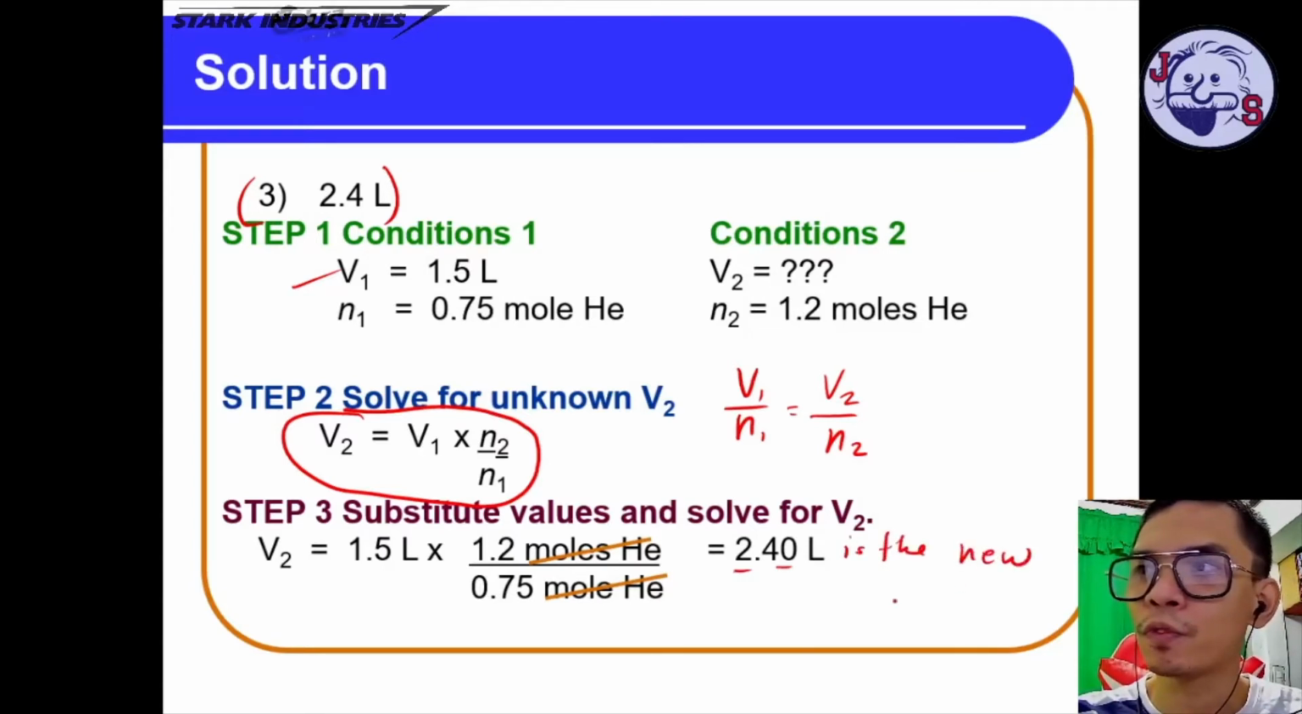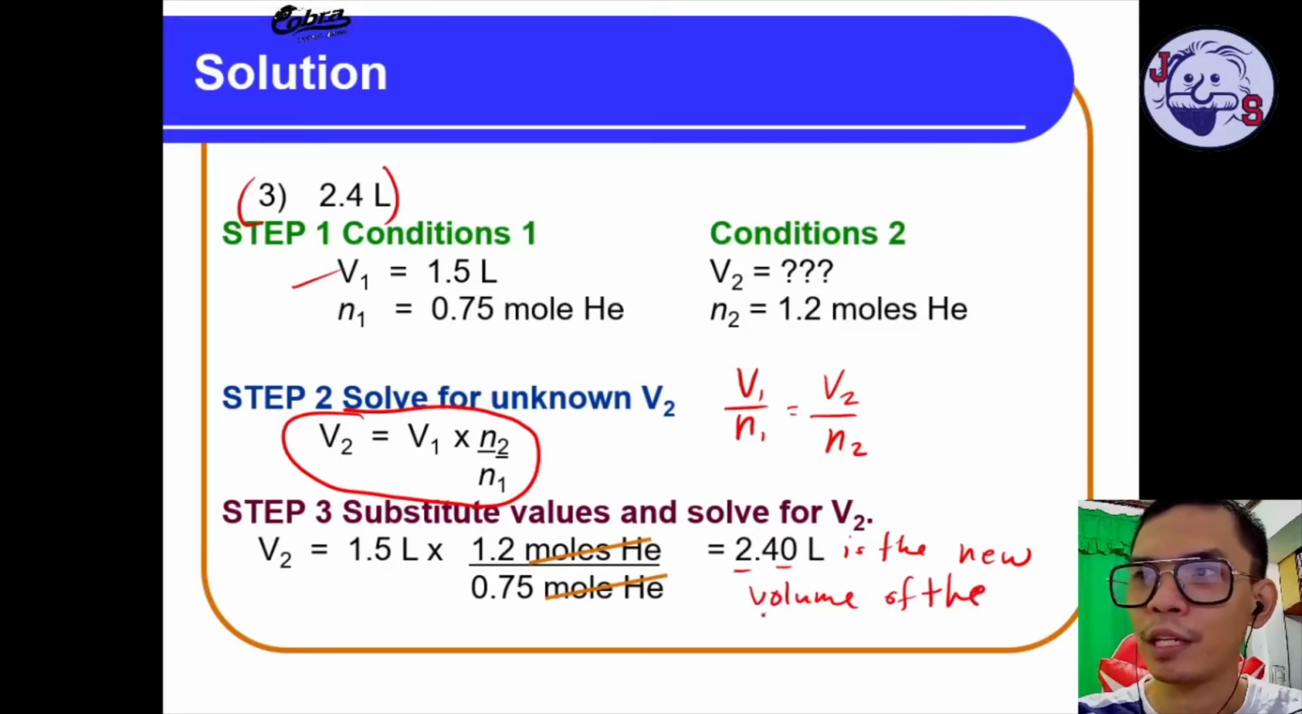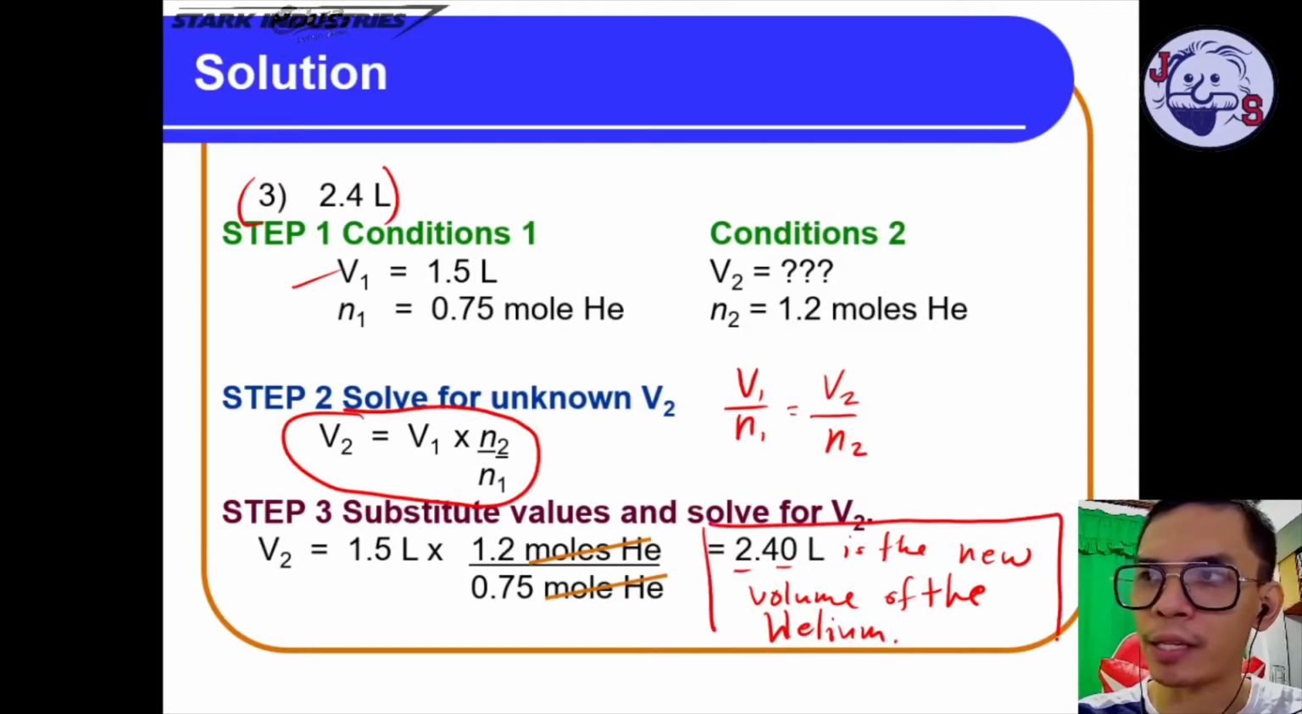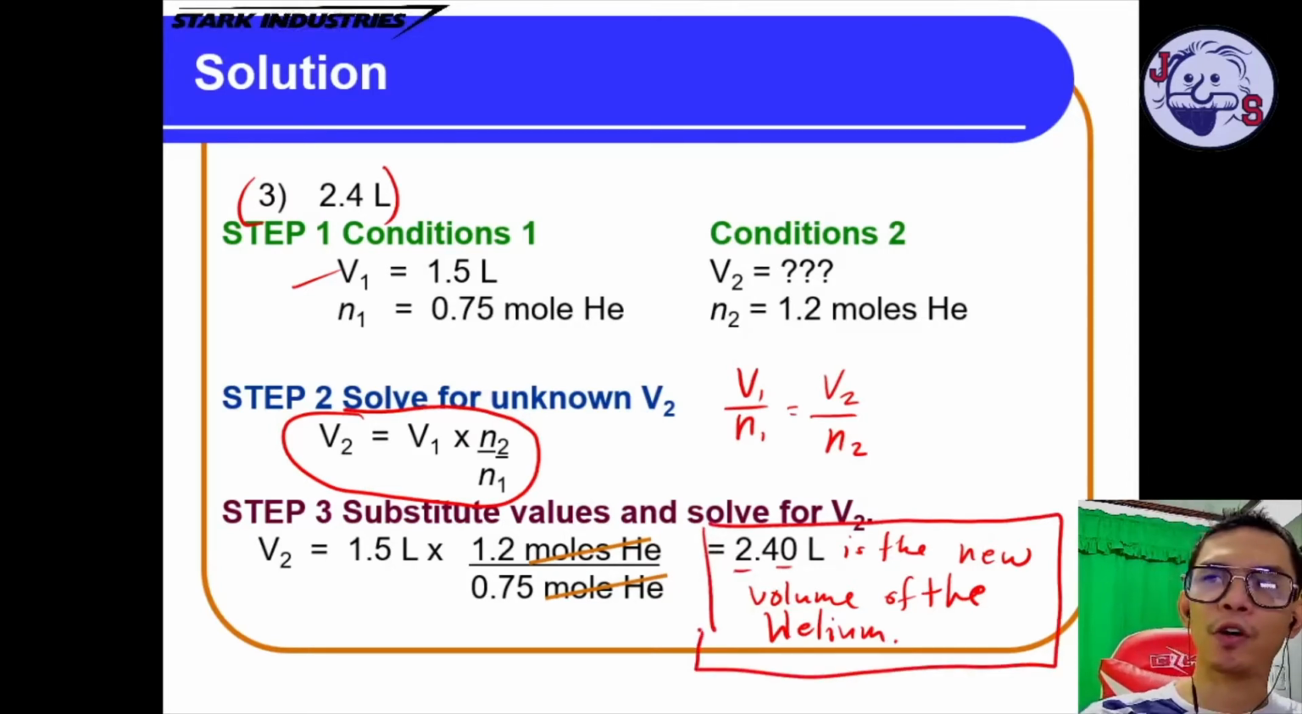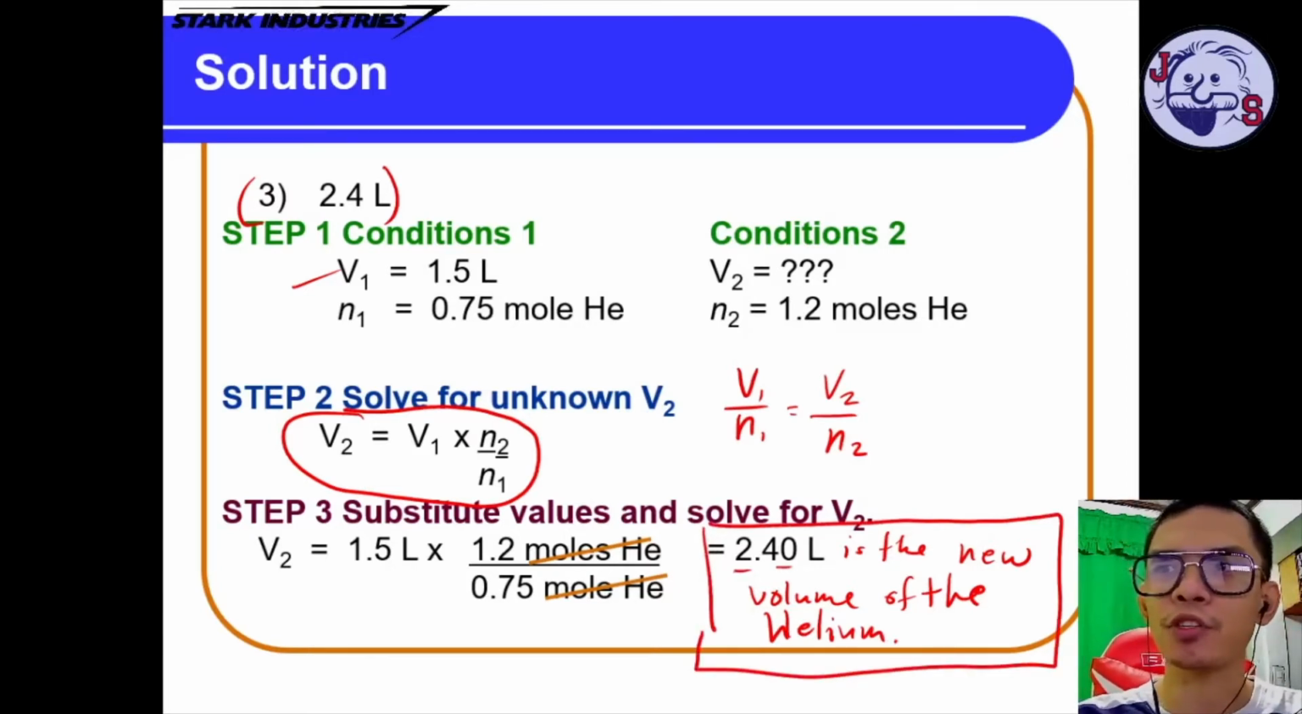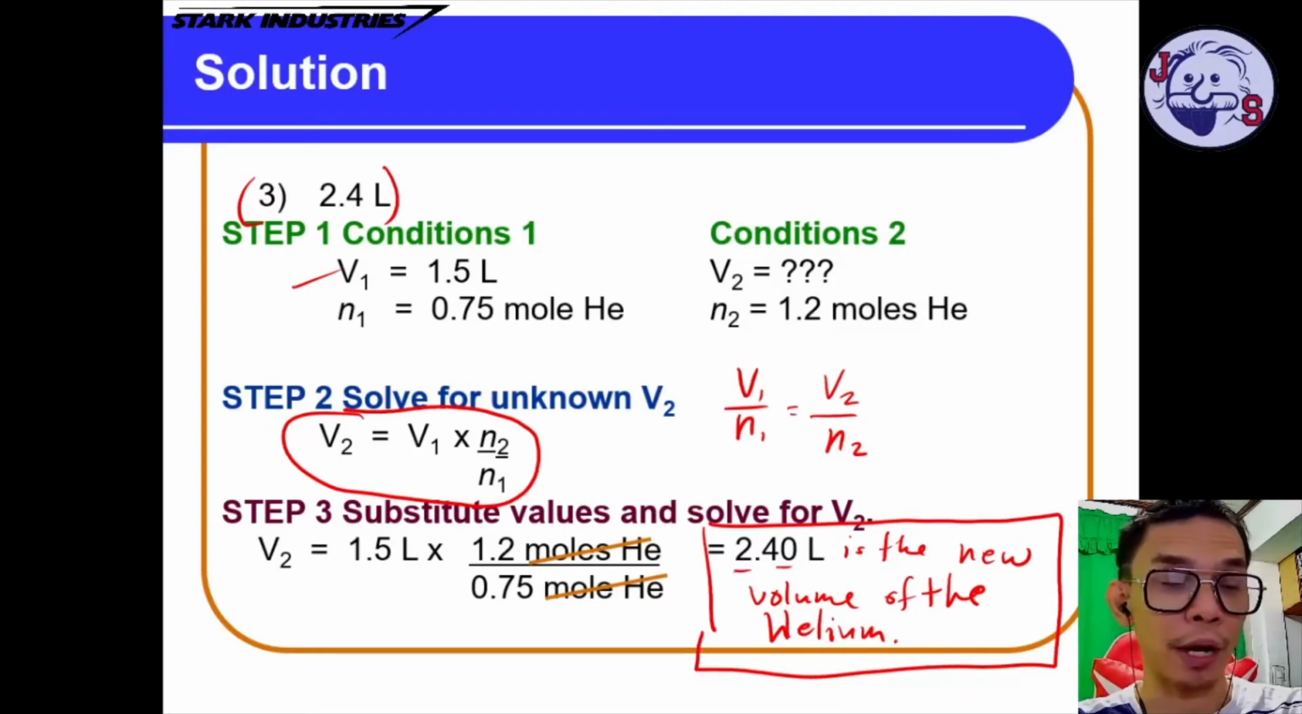So 2.40 liters is the new volume of the helium. This is the complete and correct answer. So 2.40 liters is the new volume of the helium.